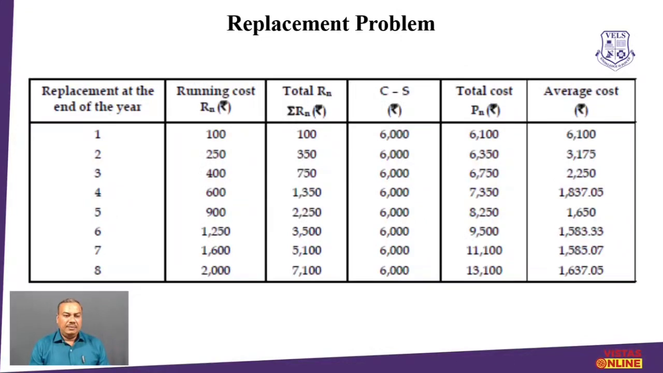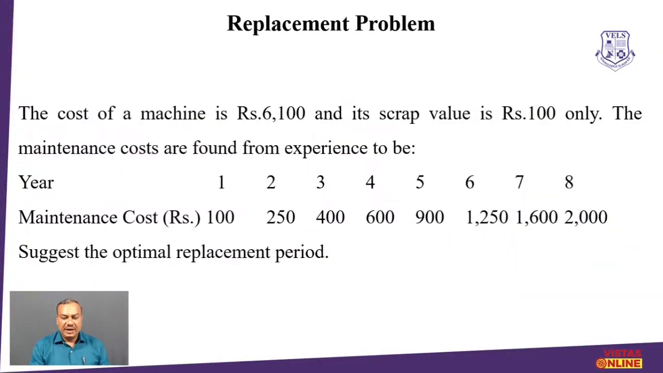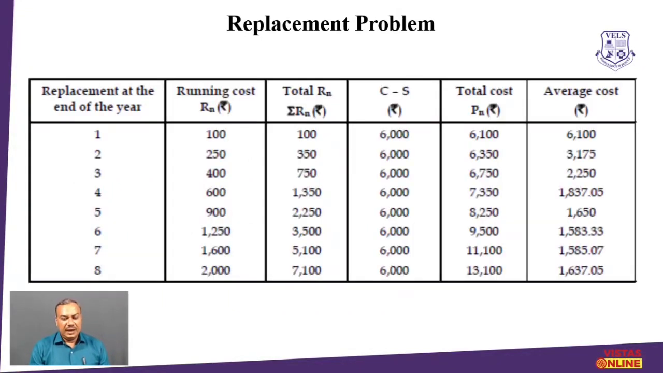For example, replacement at the end of the year: we can assign the number of years from 1 to 8. Running cost: here the maintenance cost will be considered as the running cost. So what are the running costs given? For the first year 100, second year 250, 400, 600, 900, 1250, 1600 and 2000. Here we write them as per the problem statement.